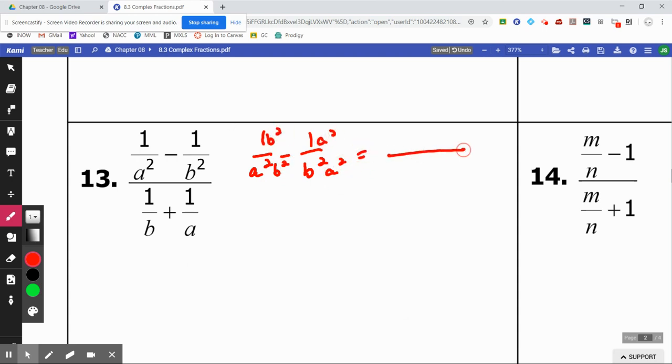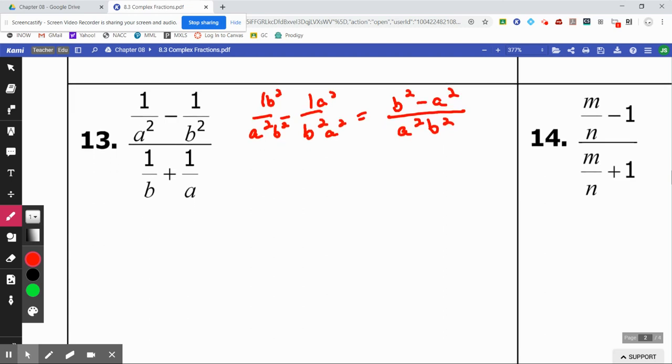Now the bottoms are the same. You have a squared b squared on bottom. On top, you have b squared minus a squared. And if you would like to, you can actually go ahead and factor this before you combine the two. So the top is going to be a difference of squares. It's going to factor into b plus a times b minus a.